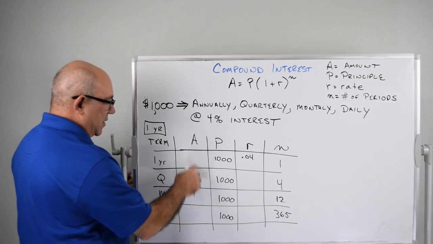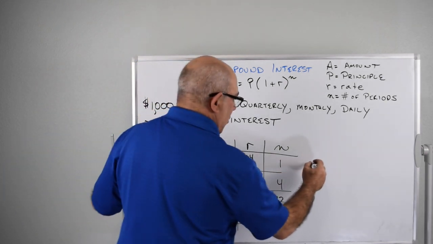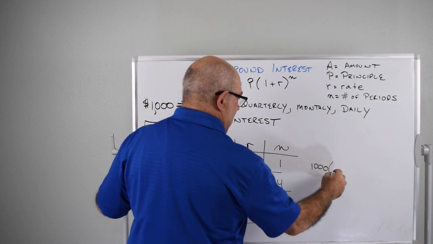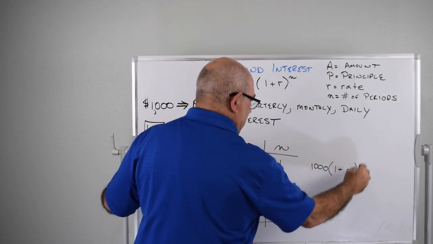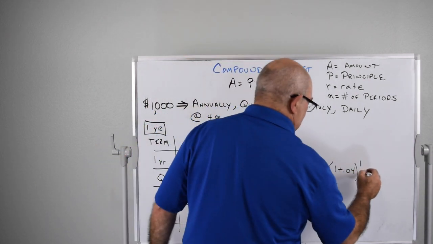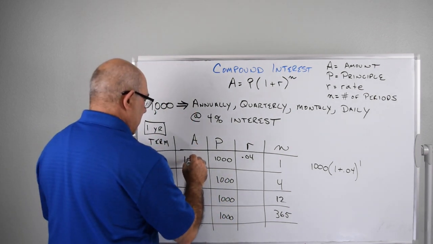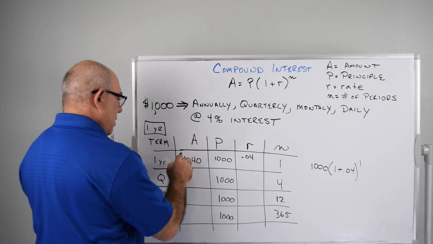So what we want to do is calculate the amount each time. For the first one, the formula is going to be 1,000 times 1 plus 0.04 to the 1. And if you calculate that out, it comes out to be 1040. So you'll have a profit of $40.